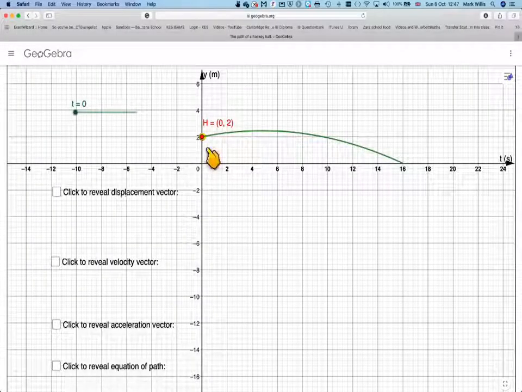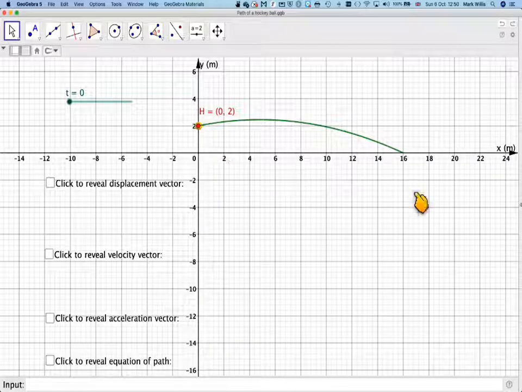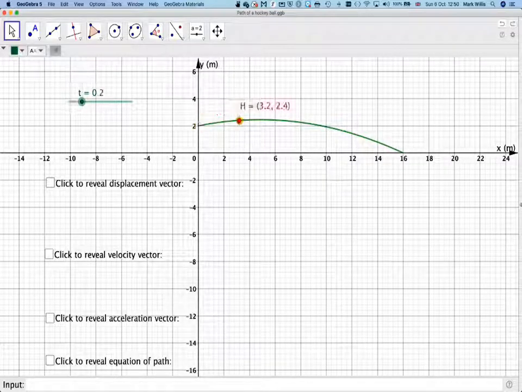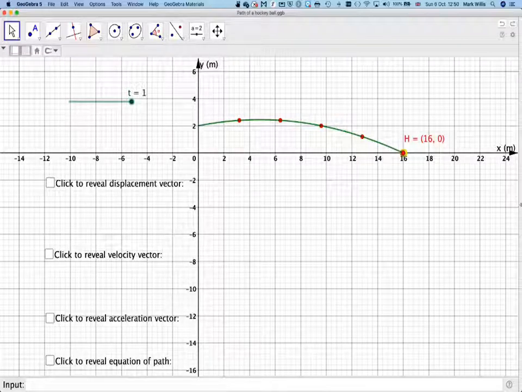So using this GeoGebra app, I've plotted the points. So we've got x here and y here. And if time moves along, we will get the points that we have just found. We just plot them onto a graph. The GeoGebra app I will put in the notes of the video.